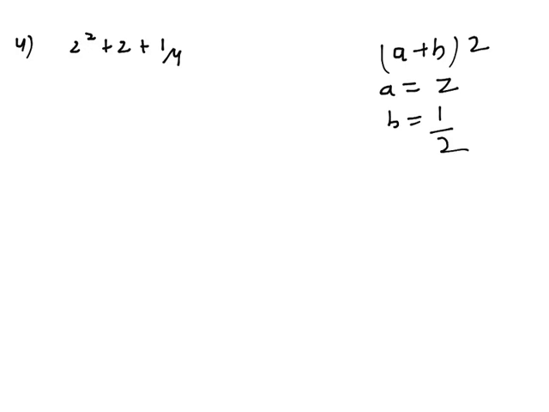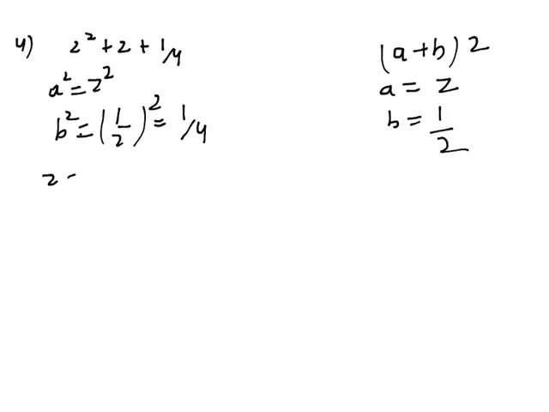Next question we have z square plus z plus 1 by 4. So here also we will use the identity a plus b whole square. In this, a will be z and b will be 1 by 2. So here a square will be z square and b square will be 1 by 2 whole square, that is 1 by 4.